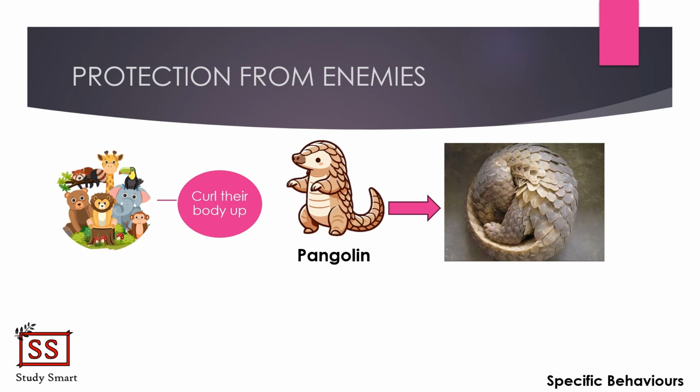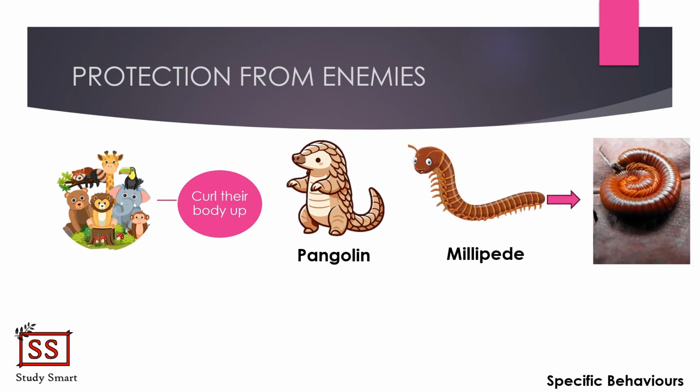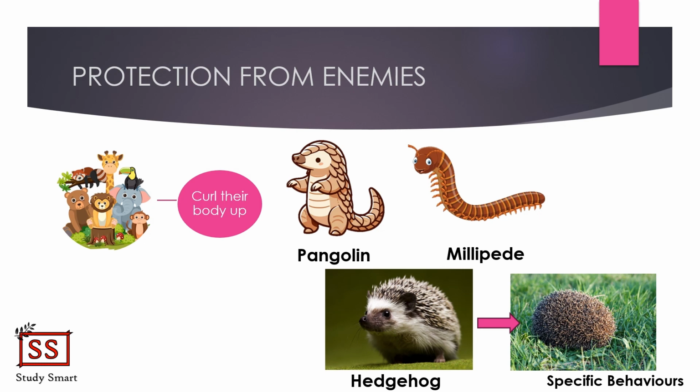Pangolins roll up into a tight ball, tucking in their heads, legs and tails when they feel threatened. Millipedes curl into a spiral when they feel disturbed. This helps to protect their vulnerable body side. Hedgehogs roll into a tight ball, exposing their spines and protecting their soft underbellies from the predators. This makes it difficult for the predators to attack without getting pricked by the spines.